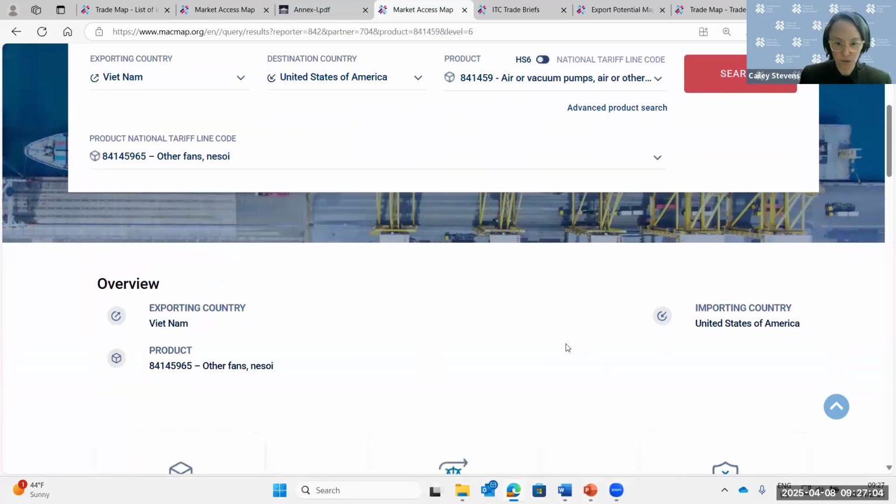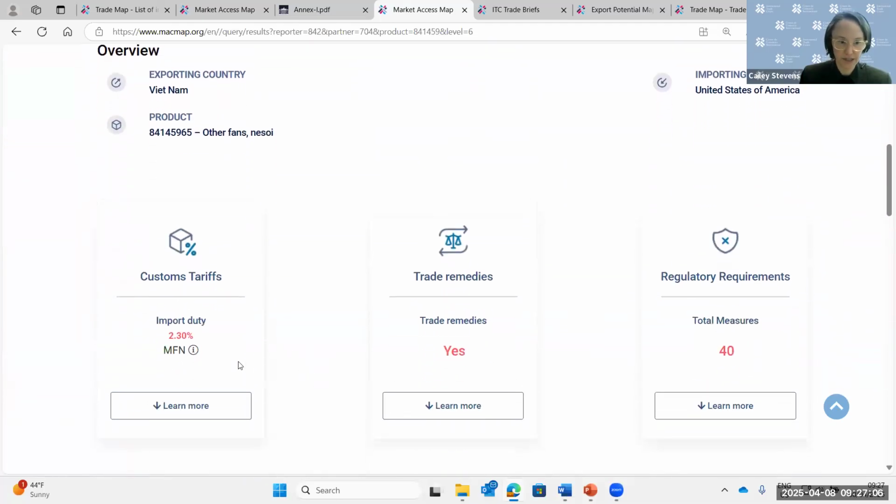And as we scroll down, we see the customs tariff, the MFN tariff that applies to this product. So prior to March 12th, a 2.3% duty applied to this product in the US market. And we can see that there are trade remedies on this product, which we'll go to in a moment. And then you also have regulatory requirements, which I will show you as well. So these are non-tariff measures that the product faces in the US market.